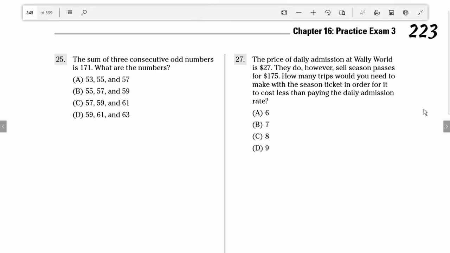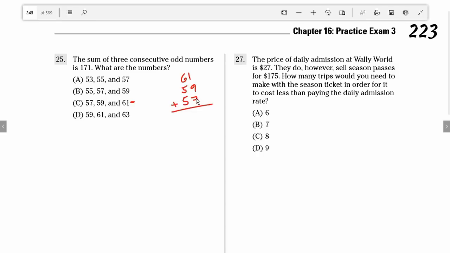25, the sum of three consecutive odd numbers is 171. What are those numbers? There's a way you can do this with a math formula, but it's not necessary in light of how easy this one is. Just add up these numbers for A, B, C, and D, and when you get the right one, you're done. So I'm just going to try to get lucky and pick this one first. 61 plus 59 plus 57.